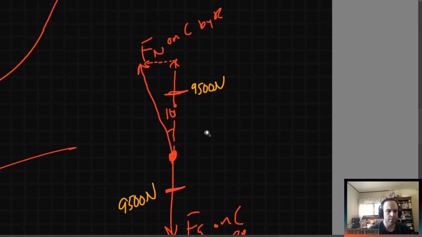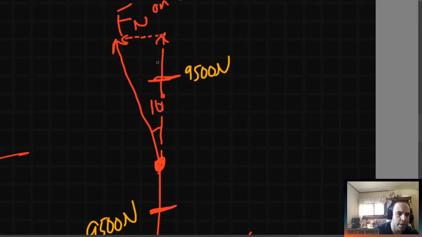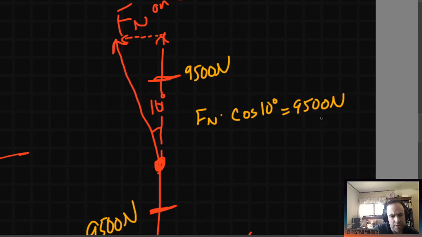All right. So we know that the total normal force, whatever it is, times the cosine of the angle, the cosine of 10, will be equal to 9,500. So the vertical portion of that triangle is equal to the total normal force times the cosine of 10, which means that the total normal force will just be equal to the 9,500 newtons divided by the cosine of 10.